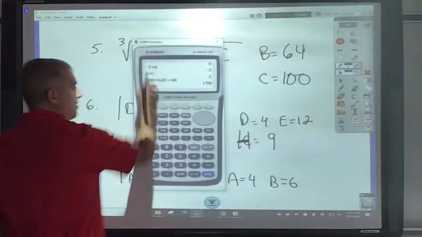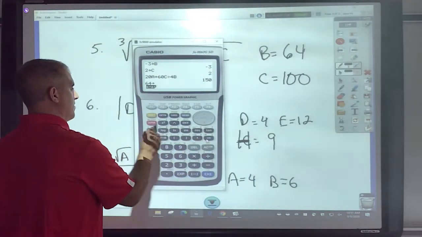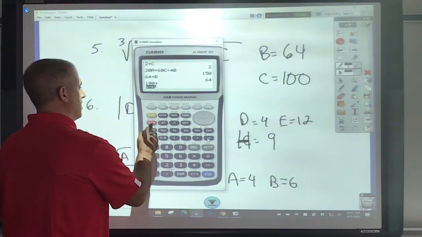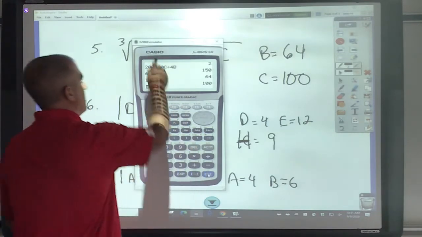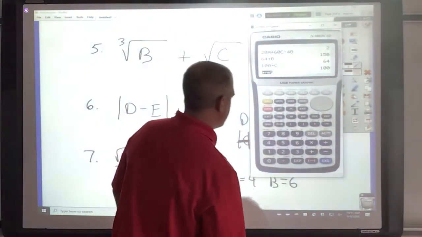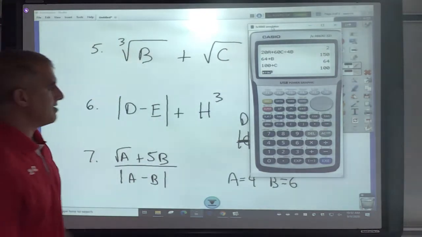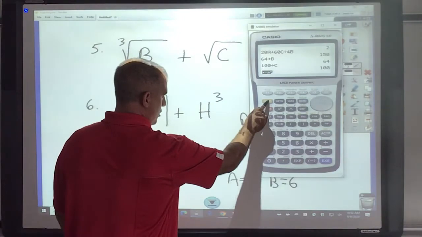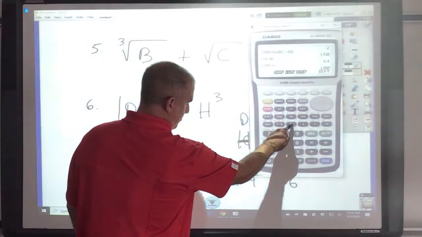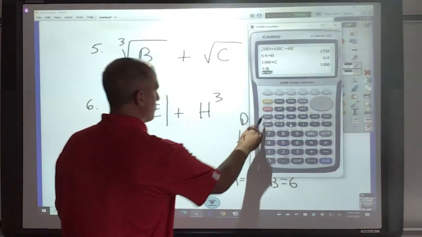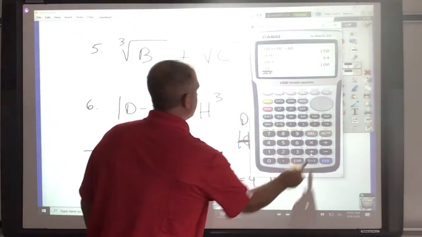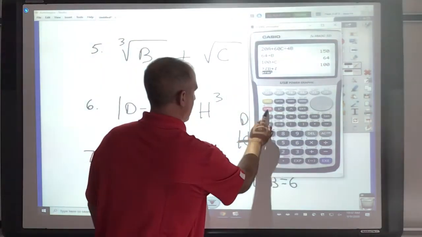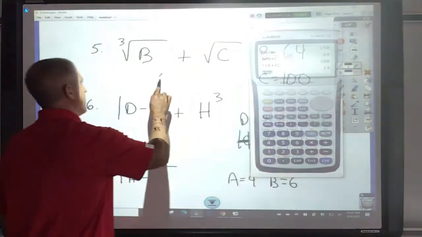All right, so we want to store our values. 64 arrow alpha b, 100 arrow alpha c. Now let's talk about how we get to these functions. The cube root button is located right here. So I hit shift, the yellow key, and then this parenthesis, and that gives me my cube root, then alpha b, plus, to get to the square root, I hit shift, and then here's where the square root is, alpha c. That's how I get my answer of 14.